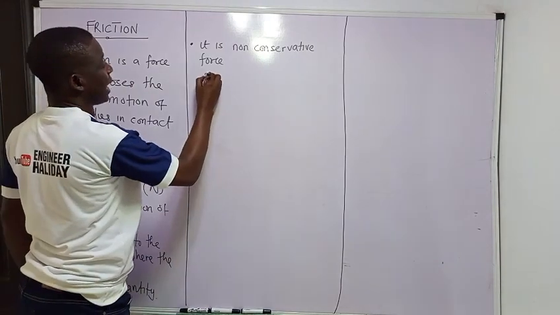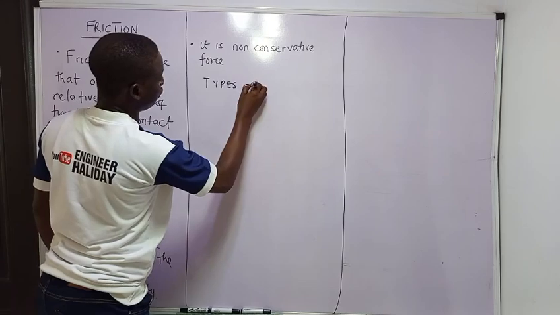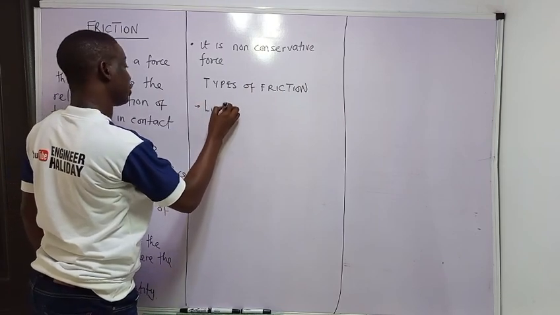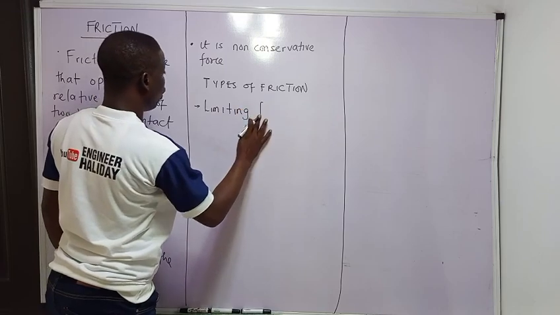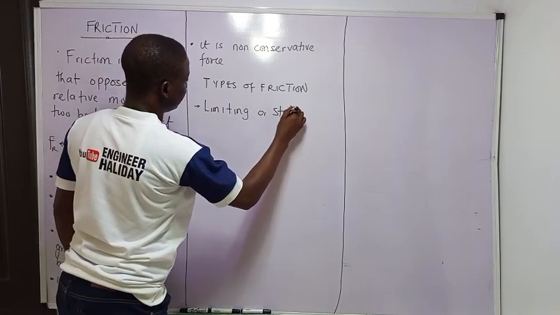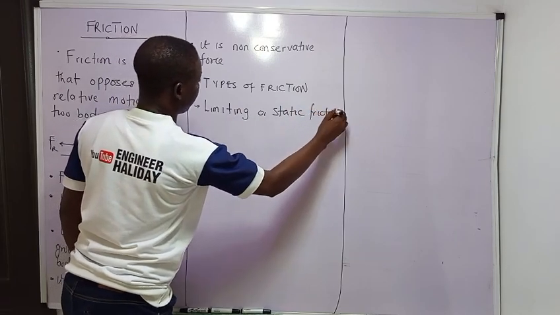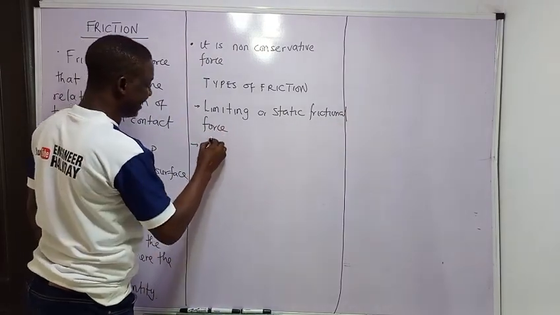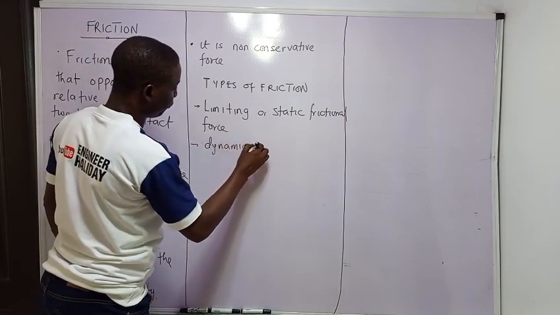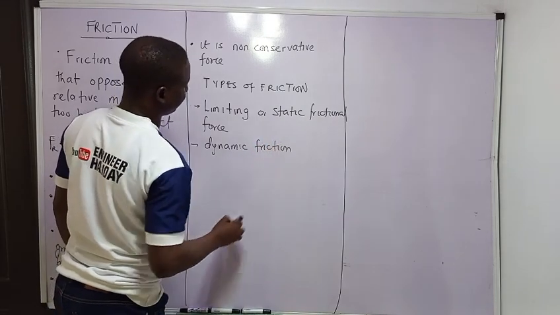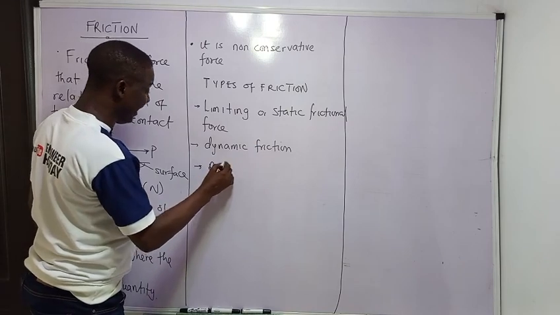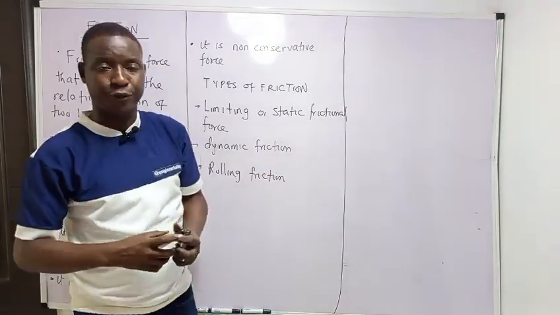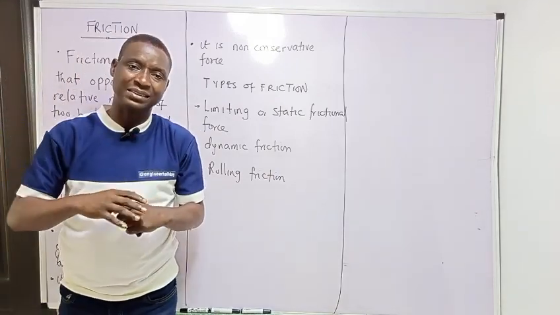Now let us talk about types of friction. What are the types of friction? First of all, we have the limiting or static frictional force. We have the dynamic frictional force, or what we call the sliding frictional force. Then we have the rolling frictional force. These three frictional forces act differently.